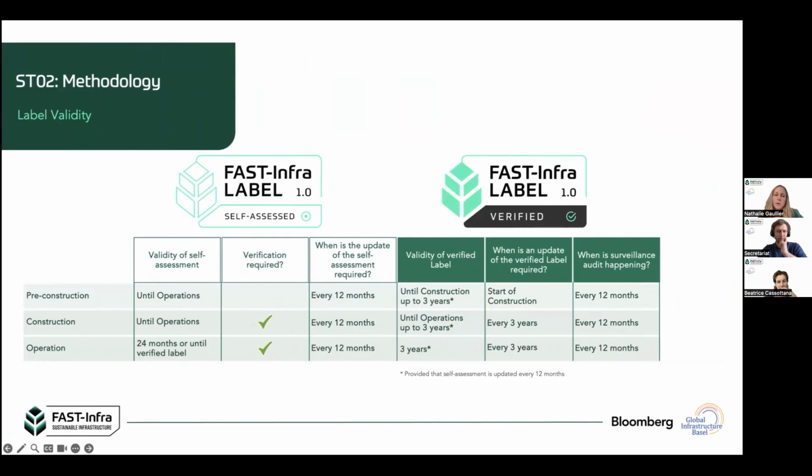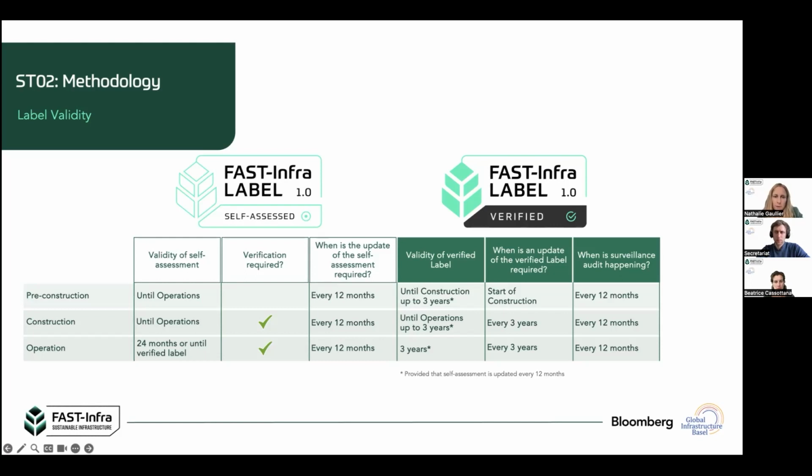So here now, another point of the methodology is the validity of the label. For the self-assessed label, basically it is valid as long as the project is updating the self-assessment for the pre-construction, so development and construction stages, until it reaches operation. So it can stay in a self-assessed mode until it reaches operation. Once it's under operation, the self-assessed label is only valid for maximum 2 years. After that, or latest after 2 years, it needs to go for verification. Otherwise, it will lose the self-assessed label.